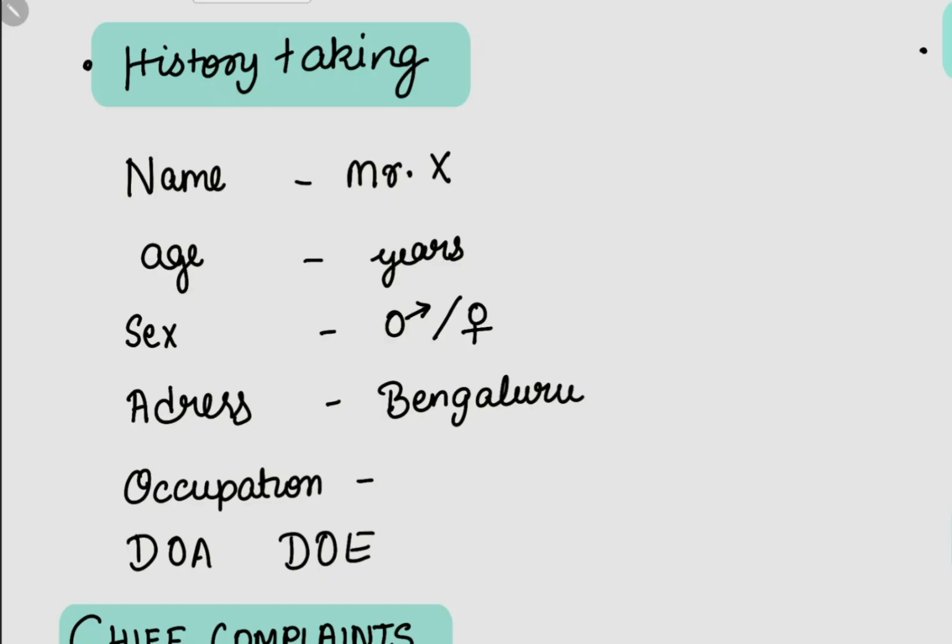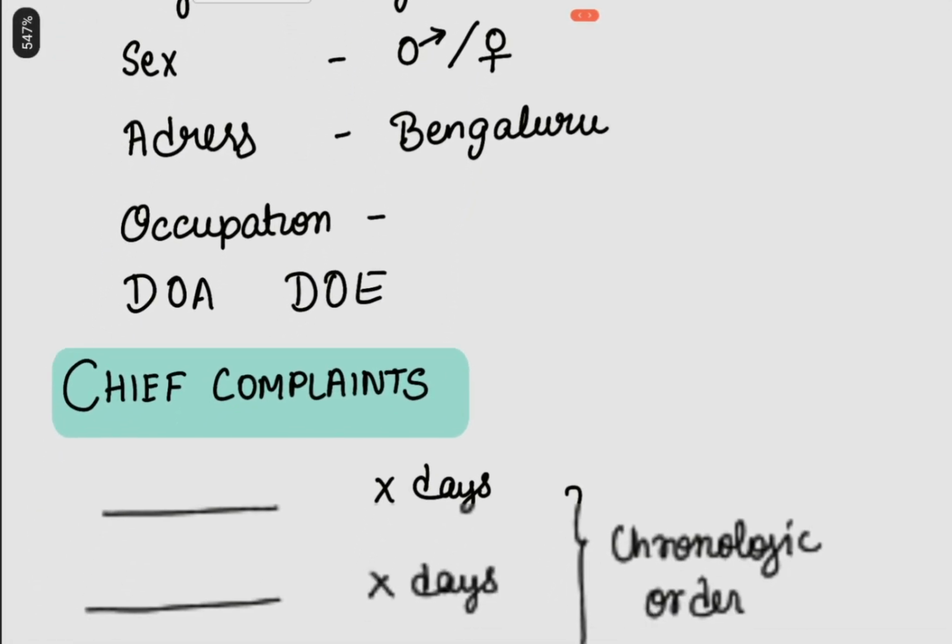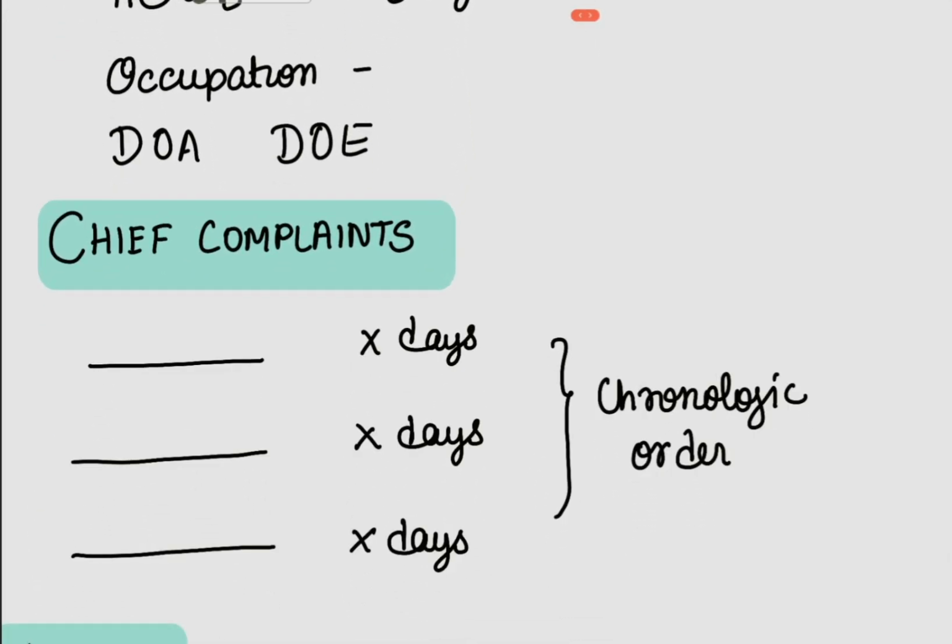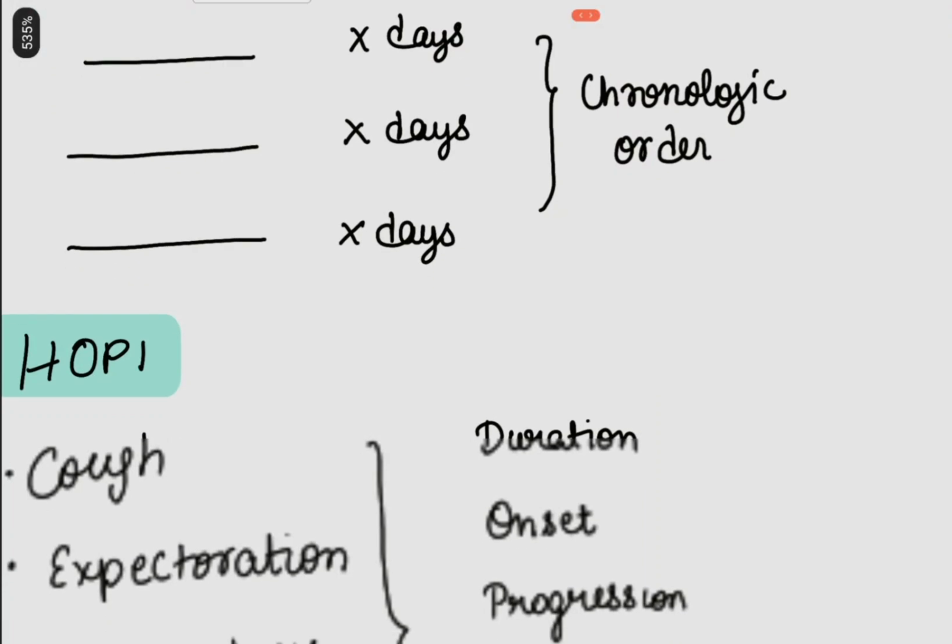History taking, as usual: name, age, sex, address, occupation, date of admission, date of examination. Then we'll begin with chief complaints in chronological order, whichever is appearing first should be first. That is, symptoms which appeared 6 months ago will be first, and the ones which appeared 2-3 days ago will be last, according to that chronology.